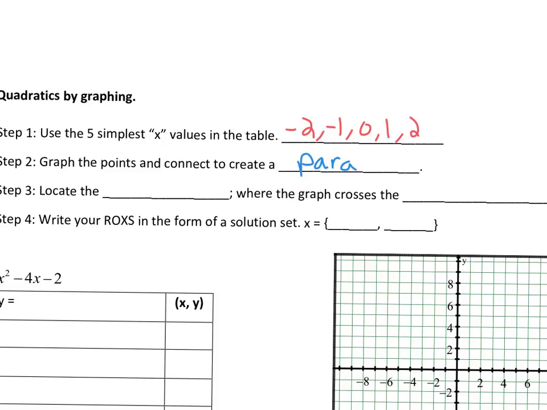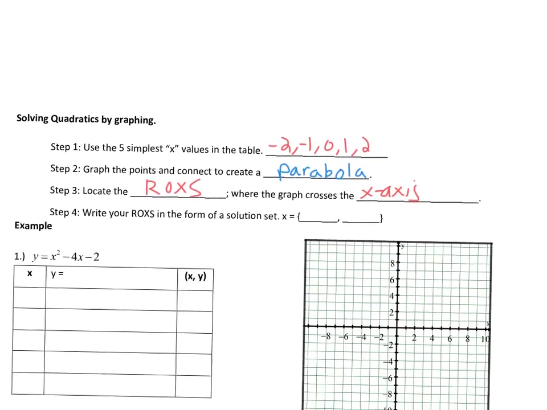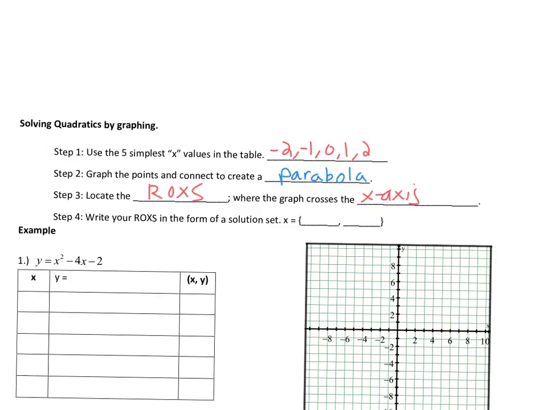So remember, a squared function or quadratic function always makes a parabola. There we go, parabola. Okay, and then what you want to locate is, remember these, ROCKS, okay? ROCKS is where the graph crosses the x-axis. Remember, ROCKS stands for roots, zeros, x-intercepts, and solutions. All those words are synonyms of one another. Okay, so your solutions are your roots, are your zeros, are your x-intercepts, okay?